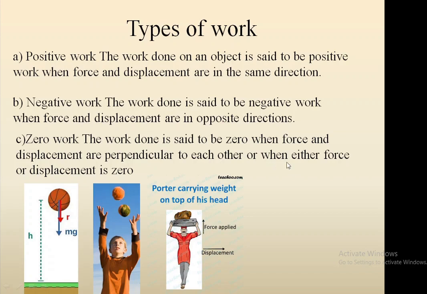Also, when either force or displacement is zero, obviously we have the expression work done is equal to force times displacement. If F is equal to 0 or displacement is equal to 0, then the work done will be 0.